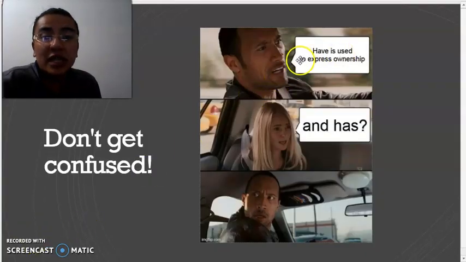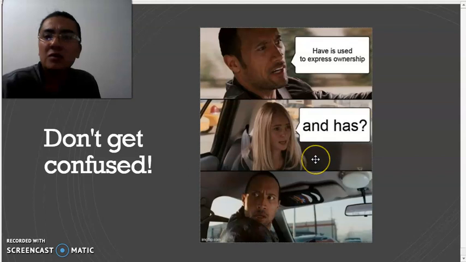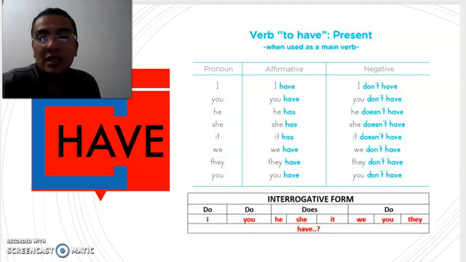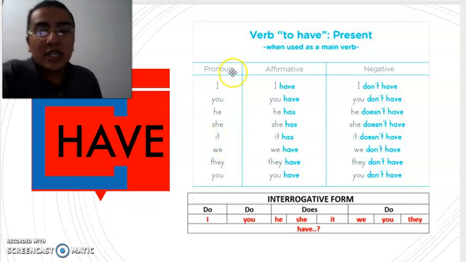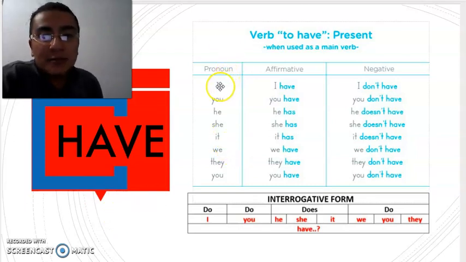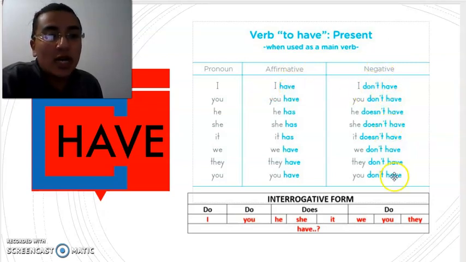So it's actually an expression, right? The verb expresses ownership of something. Now, have is used to express ownership and has. Alright? Don't get confused. We're gonna go through it. Here's the explanation. So for the pronoun I, I'm gonna say I have in the affirmative form. In the negative form, they all have the same verb. And right here, there's straight changes.